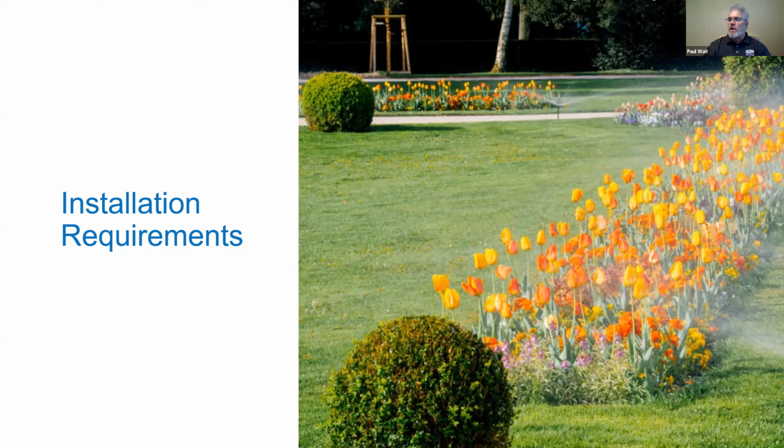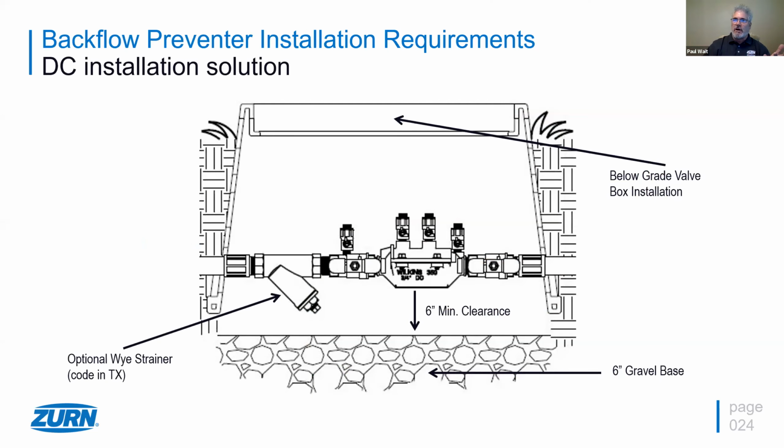So some installation requirements. We are going to cover the double check briefly because it's part of this process. And the double check's very simple on the installation. Usually they're always installed below grade in a valve box, and simple inline valve. Sometimes we see a Y strainer on the inlet. That's actually code in Texas. And there's usually a 6-inch minimum clearance from the bottom of the double check to a bunch of gravel down below. Really straightforward installation, not something to be too concerned about in any situation regarding a double check.